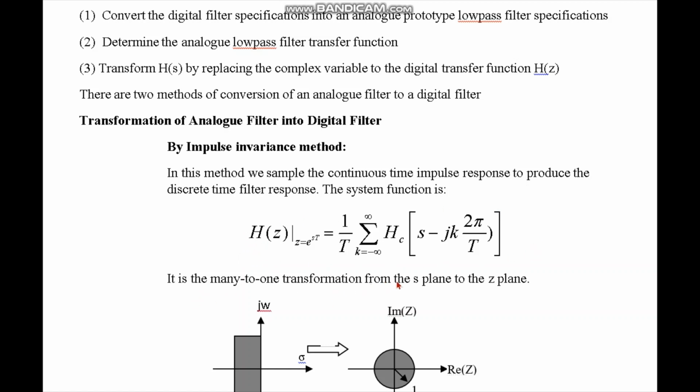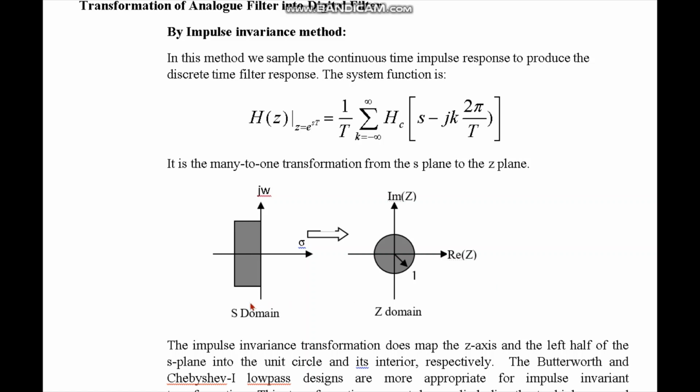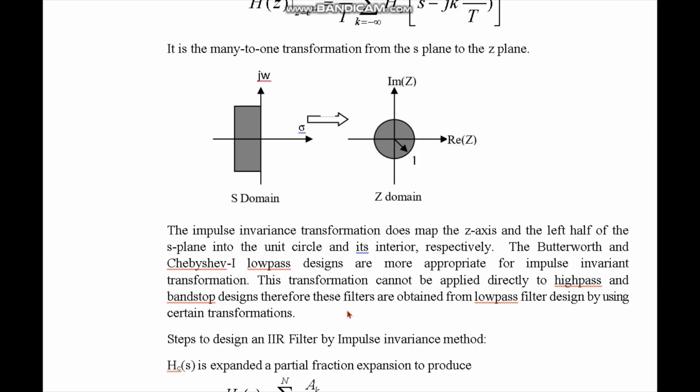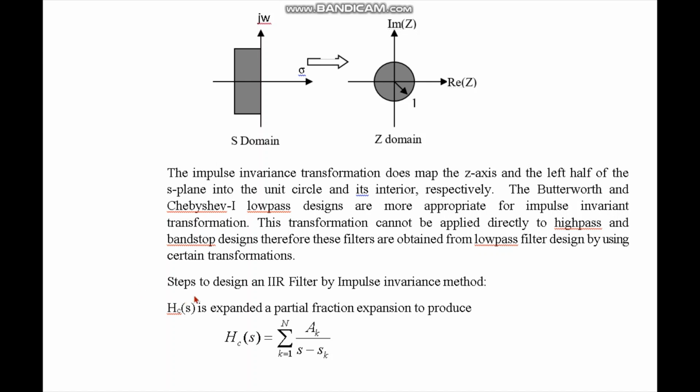It has many to one transformations from the S plane to the Z plane. This is the S domain and this is the Z domain. The impulse invariant transformation does map the j-omega axis and left half of the S-plane into the unit circle and its interior respectively. The Butterworth and Chebyshev low-pass designs are more appropriate for impulse invariant transformation. This cannot be applied directly to high-pass and band-stop or band-pass filter designs. Therefore, for obtaining these filters, we have to convert the low-pass filter into the band-pass, high-pass or band-stop filters using certain transformation methods.